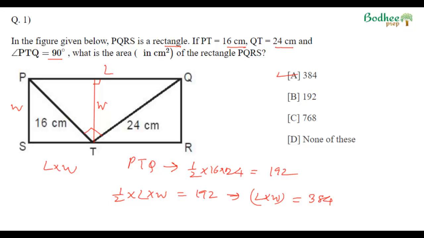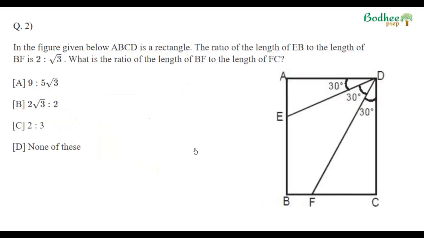Now let's just move to the next question. Now here the question says that the figure ABCD is a rectangle and the ratio of the length EB to the length of BF is 2 is to root 3. So let me assume that this is 2A, then this will be root 3 A, right? Now we need to find the ratio of the length of BF to the length of FC. So this we have to find, right?